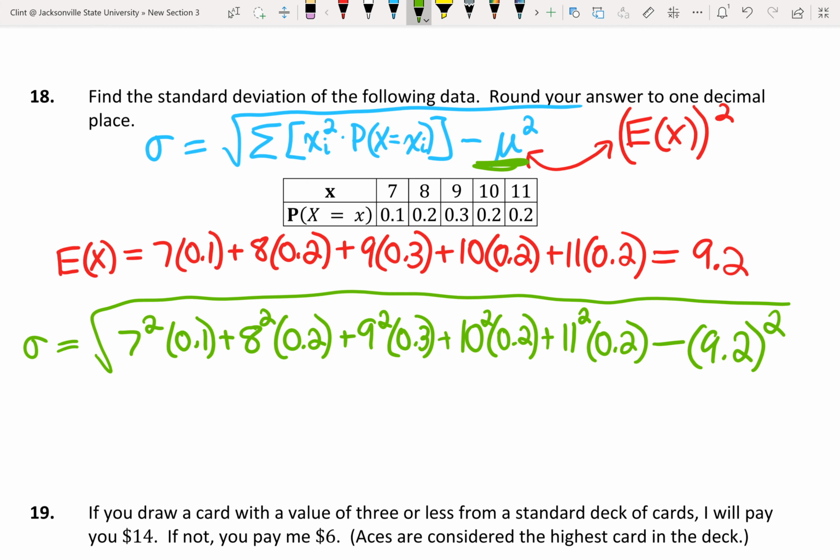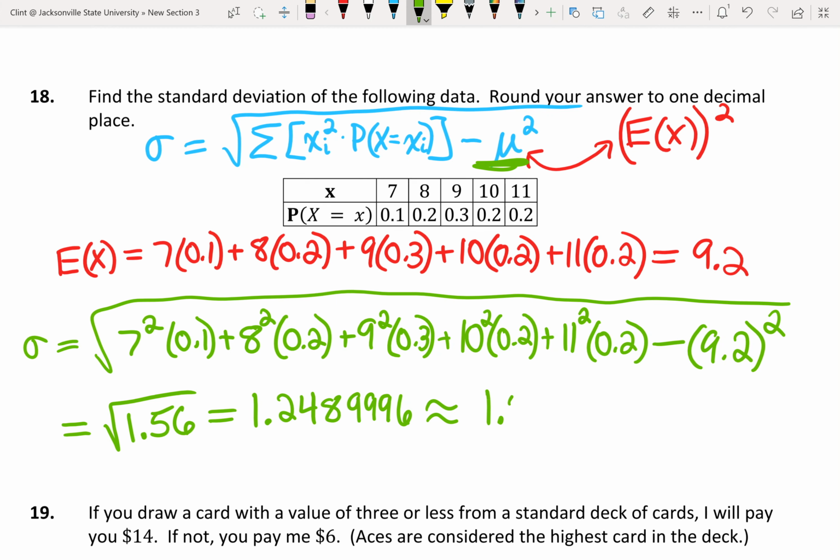Okay, and then we got to take the square root of all of that. The way I like to do it is I like to do the part just underneath the square root first. So let me calculate that. Okay, so underneath the square root, I'm getting 1.56. Then if we take the square root, 1.56, I'm getting 1.2489996, and it says round to one decimal place, so that'll be 1.2. Our standard deviation. So a little messy, but it's not terribly difficult. It's just a little long, a little messy.